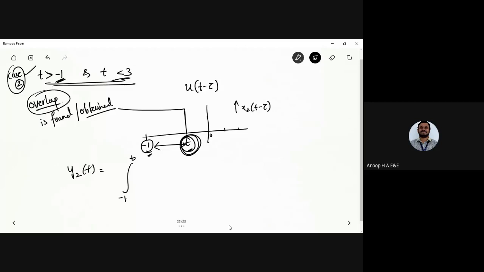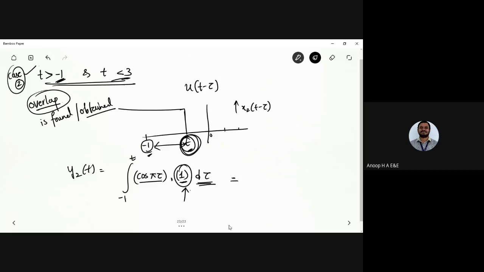Now I have two signals: cos pi tau, multiplied with 1 as the magnitude of the unit step function that I have taken, and this is d tau. Not t, yes, d tau. So I'm evaluating the integral of cos pi tau into 1 into d tau, with the limits being from -1 to t.